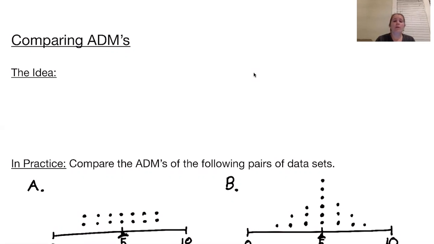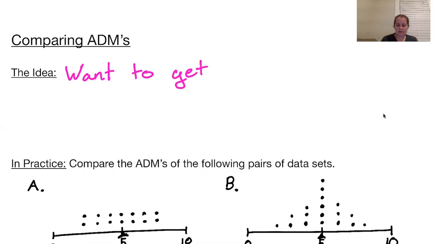Right. We're going to get into comparing ADMs, or comparing the average distances from the means. So the idea here is we want to get a sense of which data sets should have larger ADMs and which data sets should have smaller ADMs.